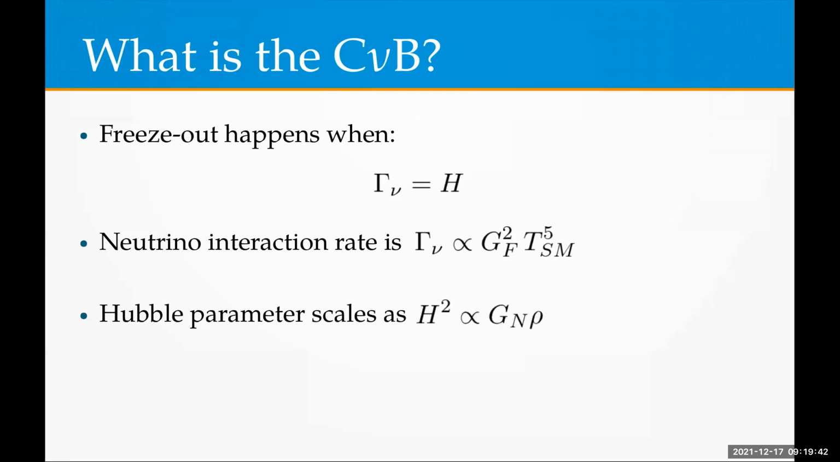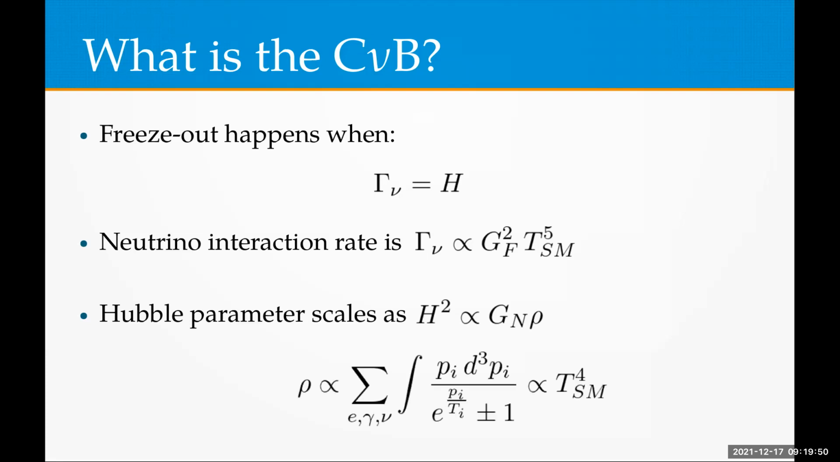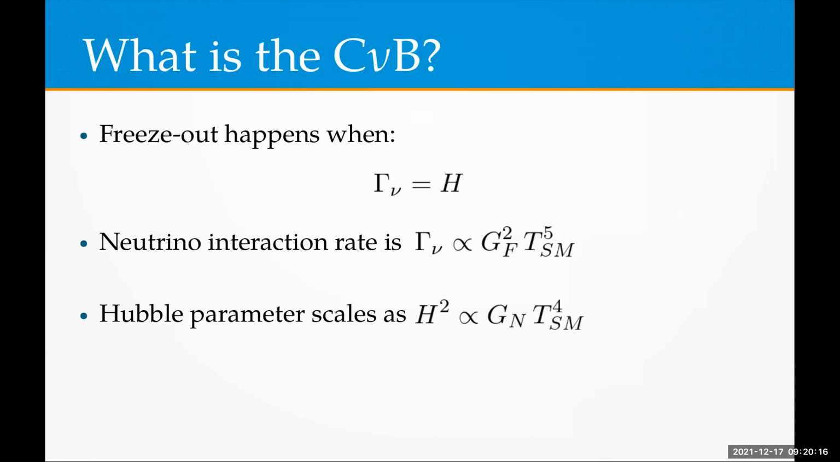The Hubble parameter from the Friedmann equation goes like G_N times the energy density of the universe, where this energy density is given by the sum over all of the relativistic degrees of freedom. So this is during radiation domination. So we sum over electrons, photons, and neutrinos, and we sum over their equilibrium distributions, which are Fermi-Dirac and Bose-Einstein, and we augment those by a factor of the momentum because we're interested in the energy density rather than the number density now. You go ahead and perform this integral and you find something that goes like temperature to the 4th power. So the Hubble parameter squared goes like the gravitational constant G_N multiplied by the temperature to the 4th power.